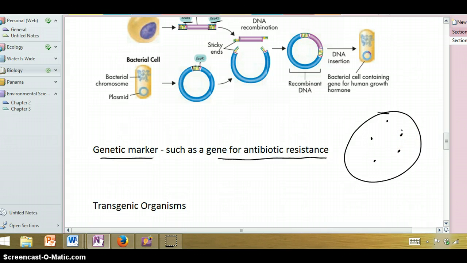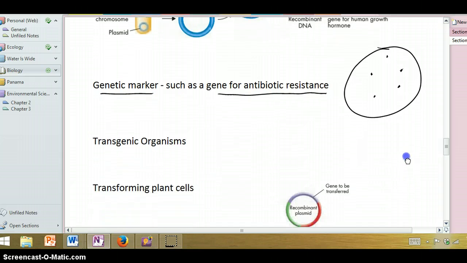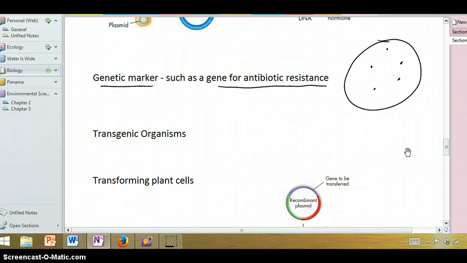The rest of them are killed. So those are the clusters of bacteria that have successfully taken up this gene, and those are the bacteria you can use to create your colonies that are going to produce human growth hormone or insulin, for example. All right, so this allows us again to create what we call a transgenic organism, an organism that has mostly its own genes, but it can have genes from other species spliced into it.